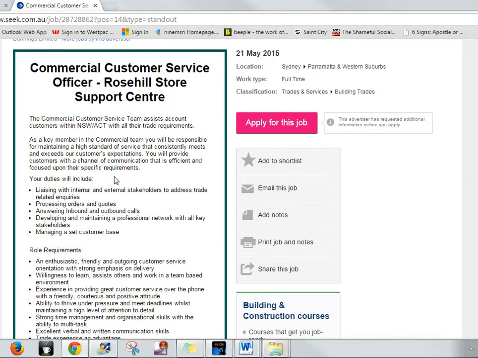If you have some of those words inside of your cover letter and your resume, then it makes it easy for them to be able to pick it up and go, yes, you are the type of person that we want working here at Bunnings in our commercial customer service officer role, which is at Rose Hill Store Support Centre. Make it easier for them. Do not make it too hard. So this is what we do.